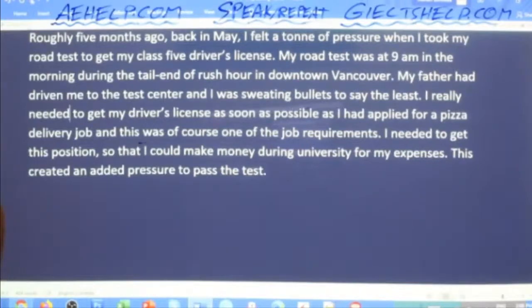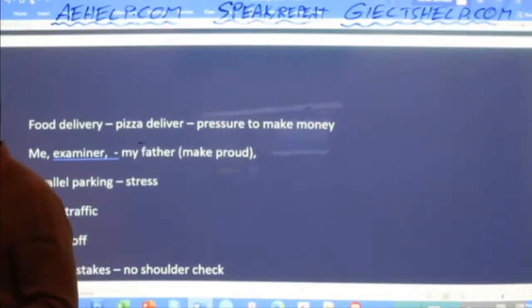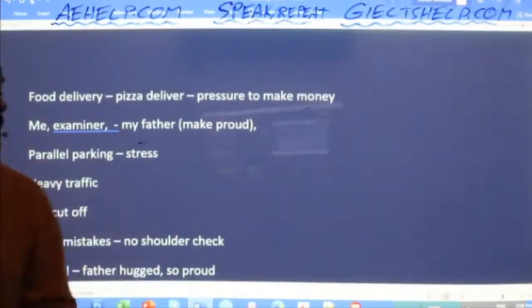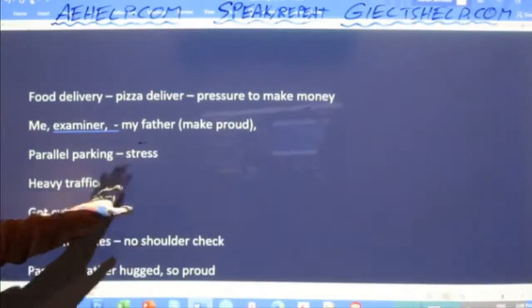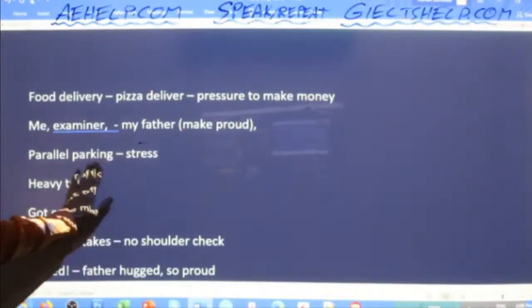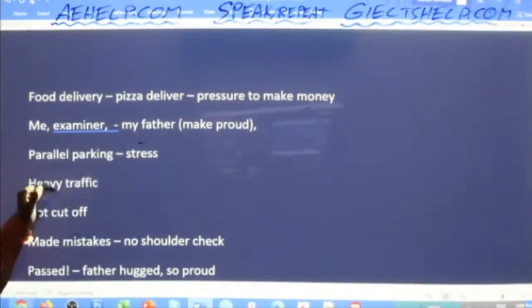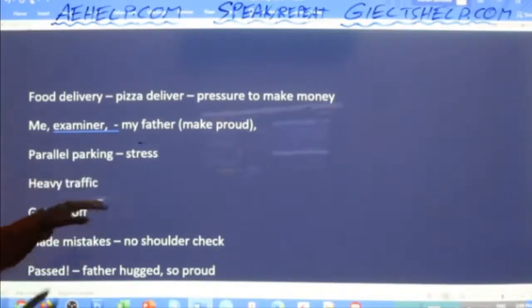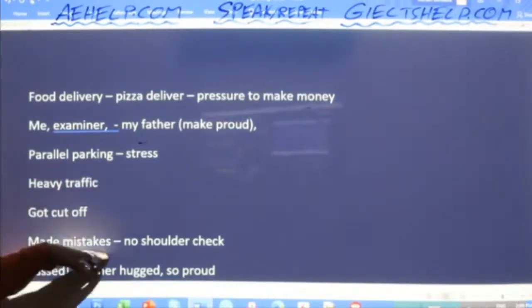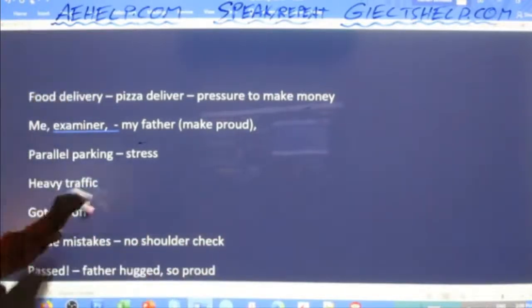Okay, let's create some more sentences. So, parallel parking, stress. I want to challenge you to write some nice complex sentences here using vocabulary and a more specific situation. So write for me a sentence that describes your experience trying to parallel park and how that might have created stress. Maybe get the word heavy traffic in there. Maybe get the word no shoulder check in there. So this situation, okay?